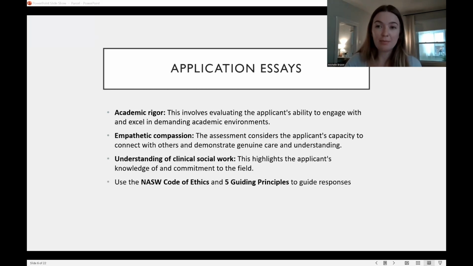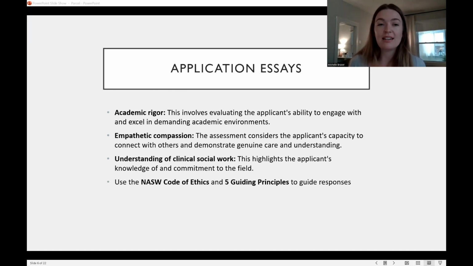They're going to be assessing your application for academic rigor. So this involves evaluating the applicant's ability to engage with and excel in demanding academic environments. They're also looking for evidence of empathetic compassion. So they want to understand your ability to connect with others and demonstrate genuine care and understanding. And I think this is something that you will see in the prompts, that they are definitely offering a lot of opportunities for you to reflect on some of those things.